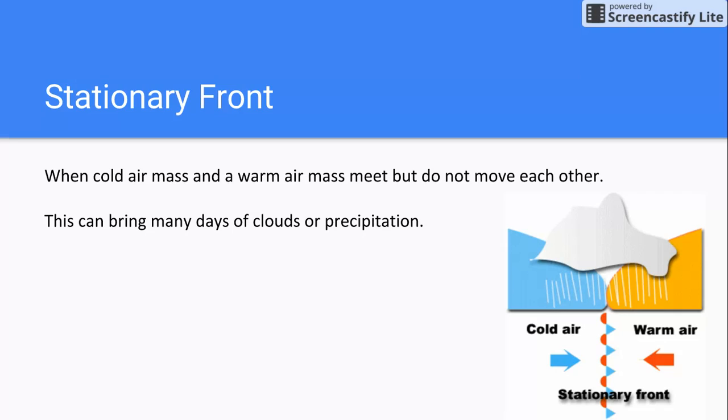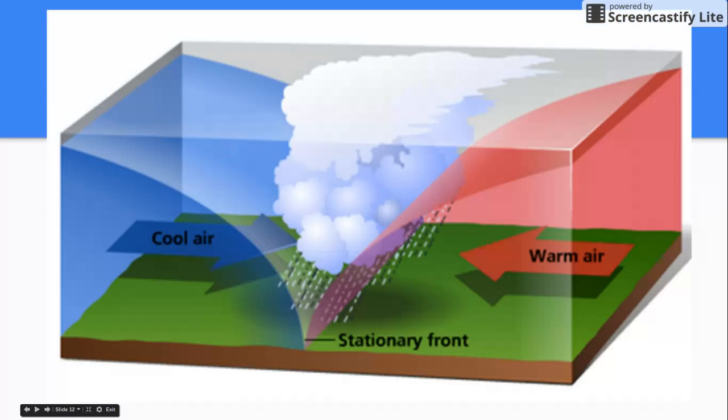The last front we're going to talk about is called the stationary front, and this occurs when a cold air mass and a warm air mass meet, but they do not move each other. The two air masses come together, and they're at a kind of standstill in the middle. This can bring many days of clouds and precipitation. You see this area where they meet, but neither one of them is able to push the other one either up or down. Because of that, you get the stationary front. The symbol for a stationary front is the cold air and warm air symbols on opposite sides of the line. In the stationary front, you have the warmer and the cooler air colliding, which can bring rain and clouds.